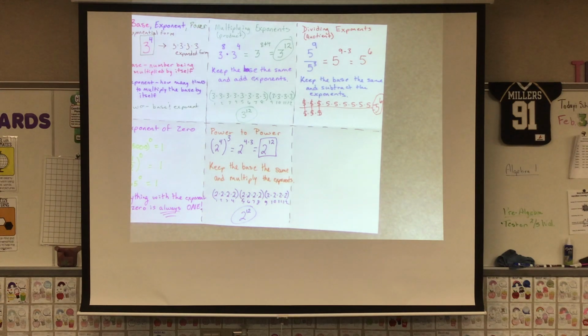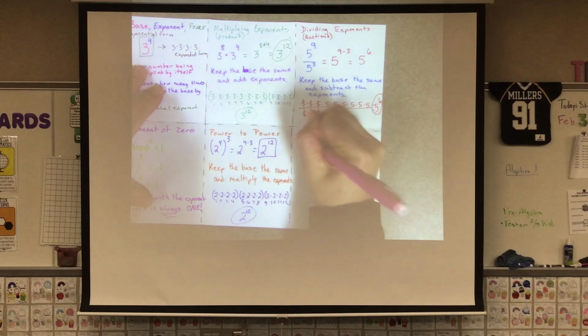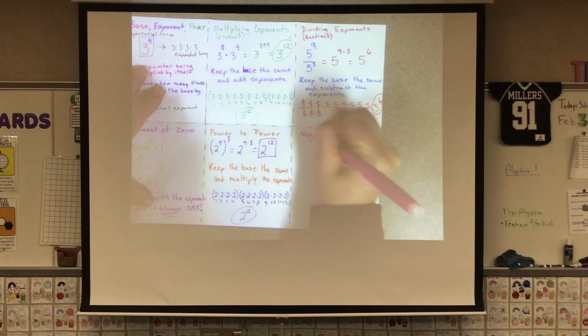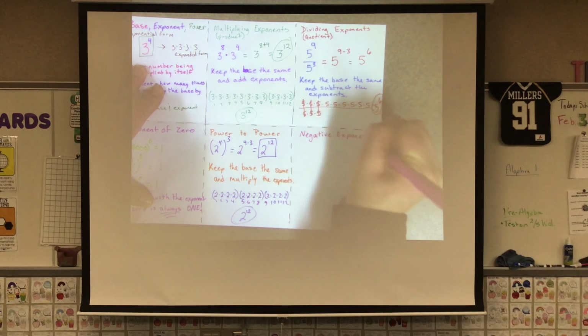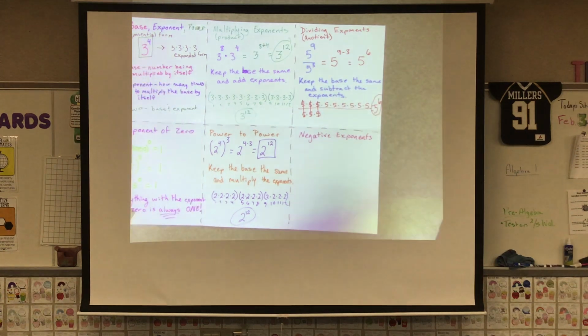Next, we are going to do the final one, which is talking about negative exponents. When we were talking about negative exponents, what ends up happening is that we are actually talking about reciprocating.